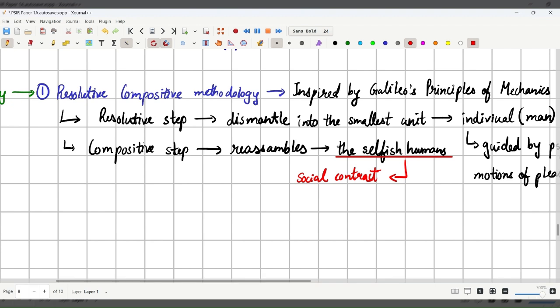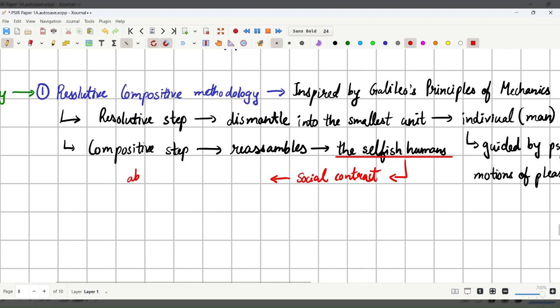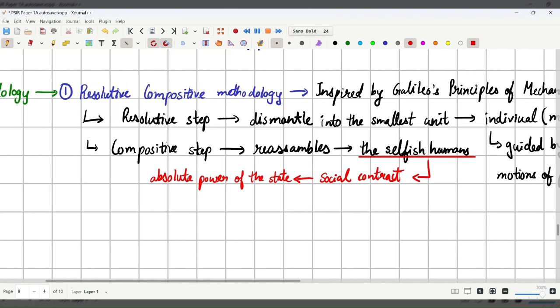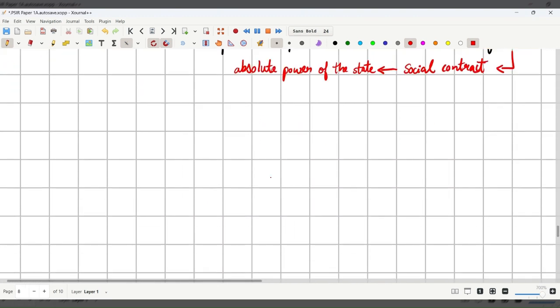And this also gives a desire for safety to the others. And once everyone gets together, or assembles together, then it creates the absolute power of the state. So I hope you have understood the resolutive compositive methodology.